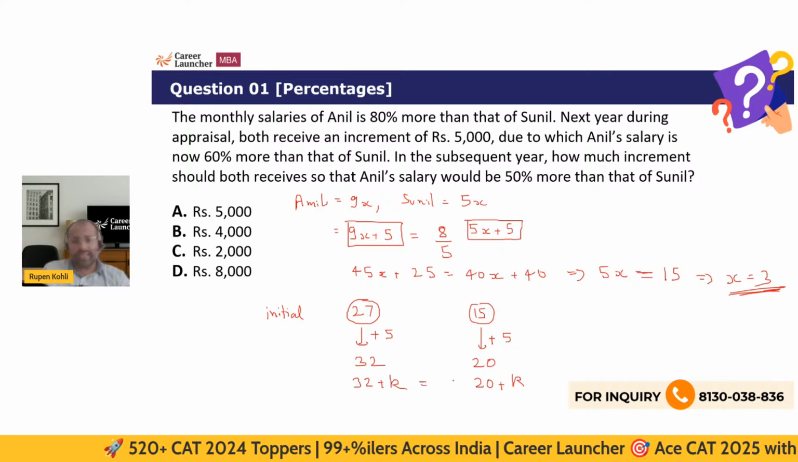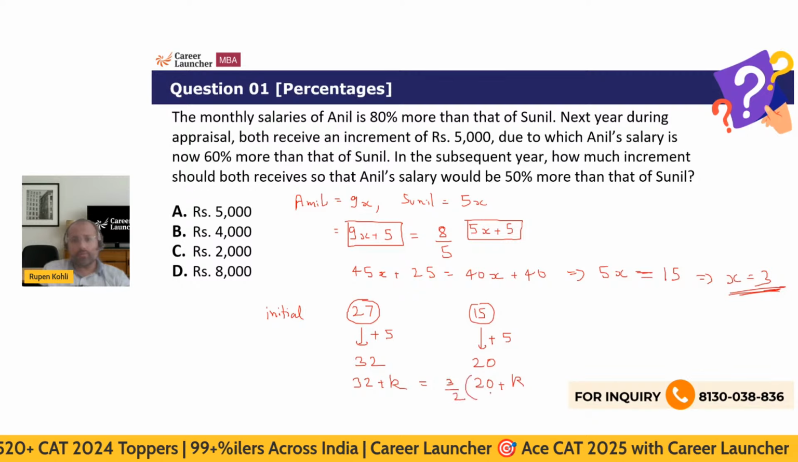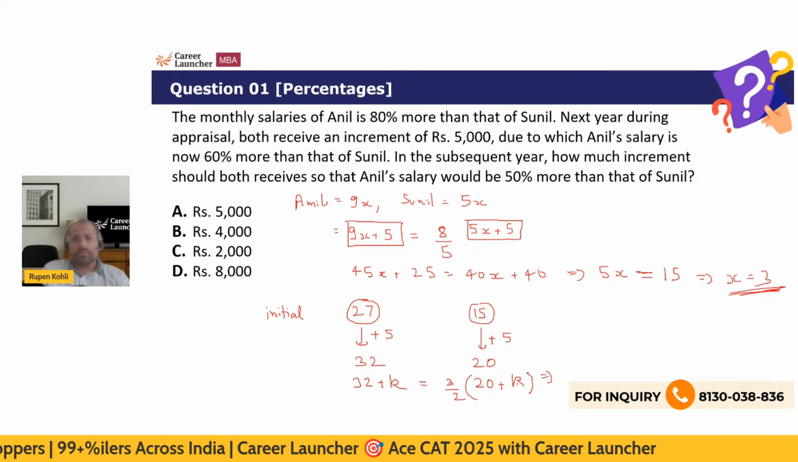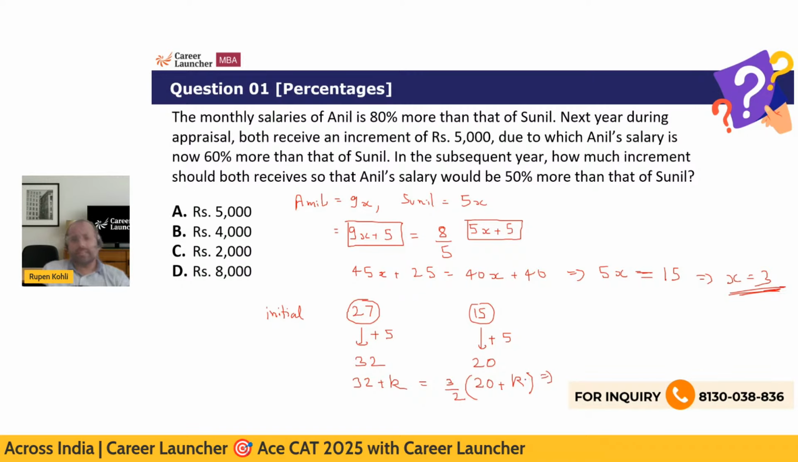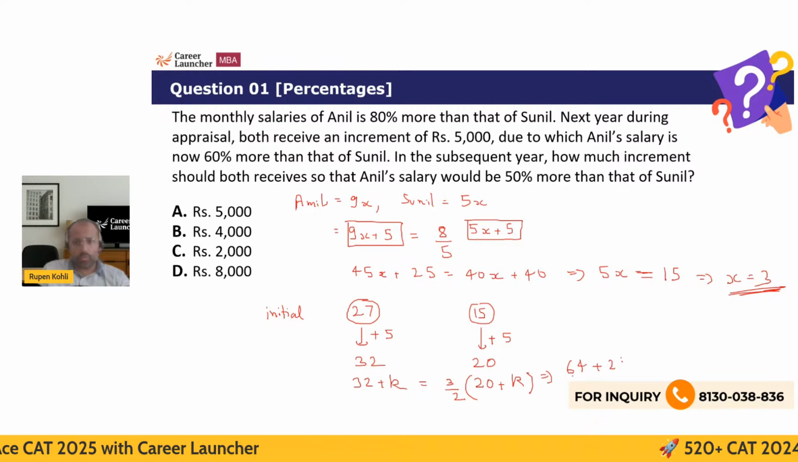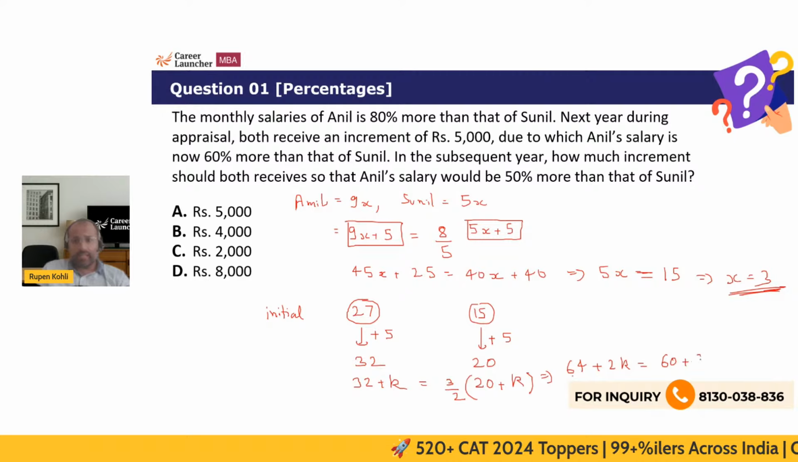32 plus K is 1.5, or 3 by 2 times of 20 plus K. Solving this will give us the value of K, and that is the answer, right? So what do we get? 32 into 2, 64 plus 2K is 3 into 20, 60 plus 3K. So yeah, we are getting our K as nothing but 4.